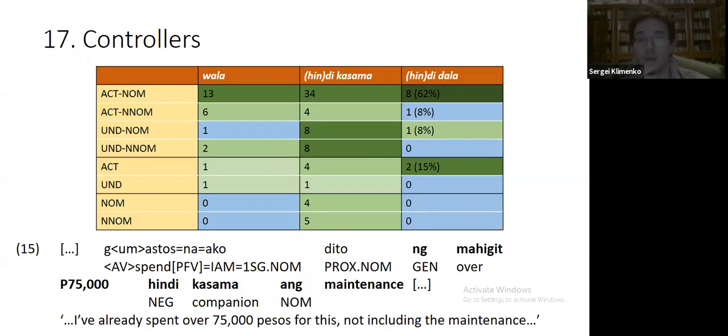But if we look at this data from the sample, we see that that is not quite the case, because if you look at the data for the construction with Kasama, we can see that non-nominative undergoers are at least as frequently accepted as the controller as nominative undergoers. So an example of non-nominative undergoer being the controller is shown in 15, where we have an undergoer 75,000 pesos spent, and the caritive phrase hindi kasama ang maintenance, not including the maintenance, or maintenance not being companion.